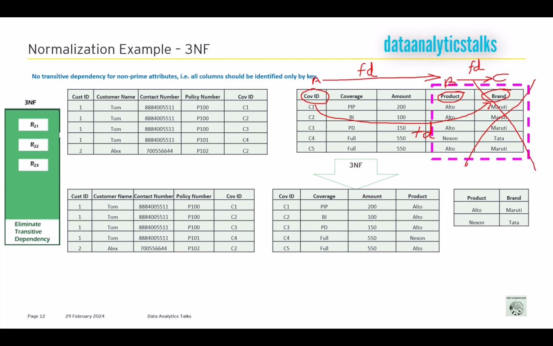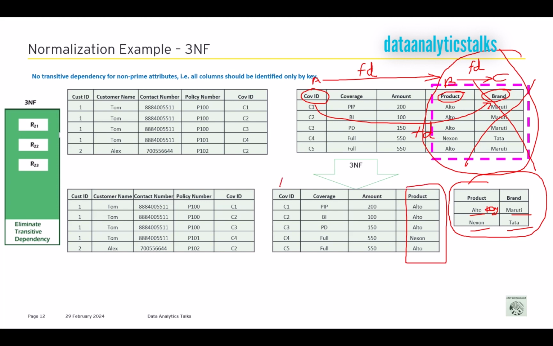So for that, what will we do? We need to split this table into two and create a new table for product. Okay, so we have the product, so this will be the key. Product Alto, brand Maruti. Right. Then Nexon, brand Tata. So we will associate this product key with the coverage.